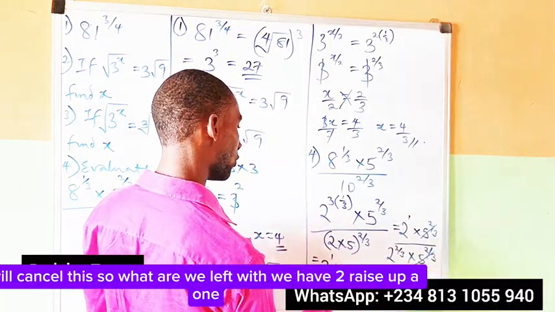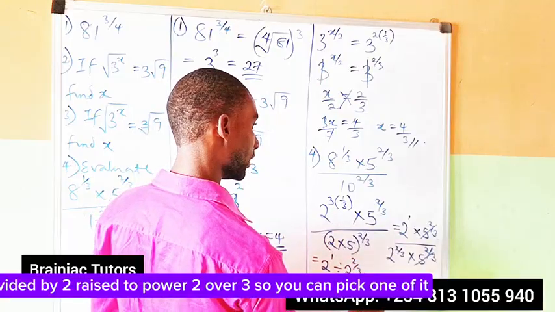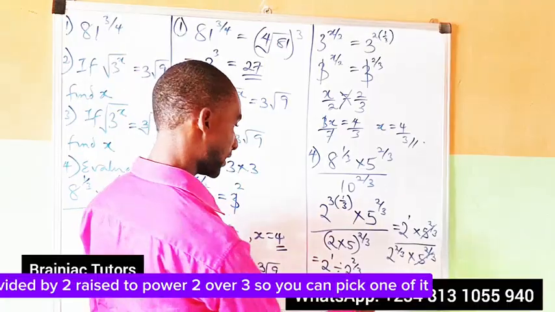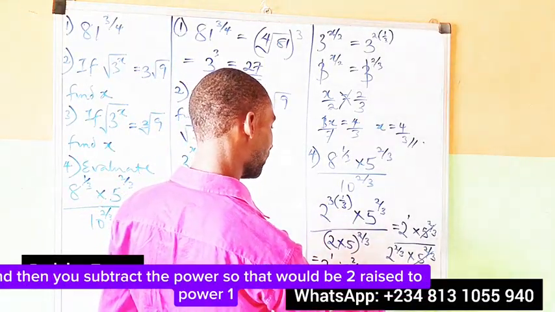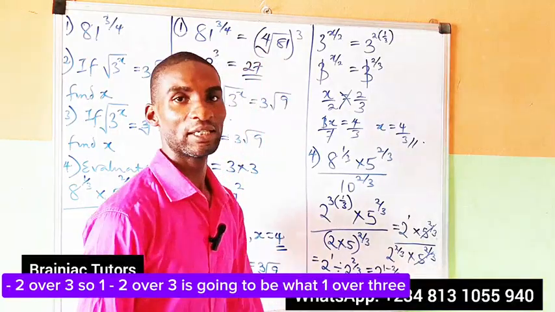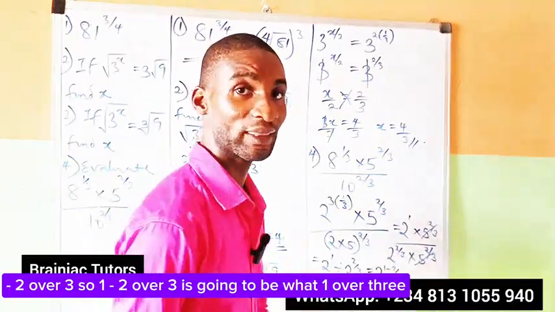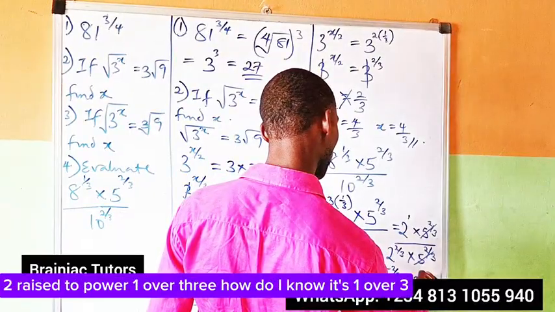We have 2 raised to power 1 divided by 2 raised to power 2 over 3. So you can pick one of it and then you subtract the power. So that would be 2 raised to power 1 minus 2 over 3. So 1 minus 2 over 3 is going to be what? 1 over 3. It's going to be 1 over 3. So the answer will be 2 raised to power 1 over 3.